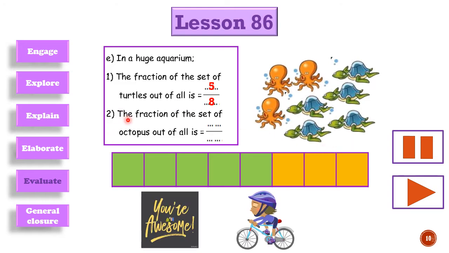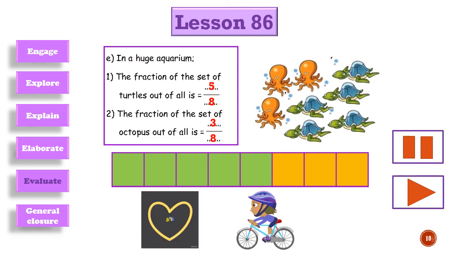Okay, now let's go to the fraction of the set of octopus out of all. Here all is 8. Then write that 8 in the denominator. Now let's go to the number of octopus. 1, 2, 3. Now let's write the number of octopus in the numerator, which represents the fraction of octopus in this set, which is called 3 eighths. Now we have 3 eighths here and 5 eighths here.